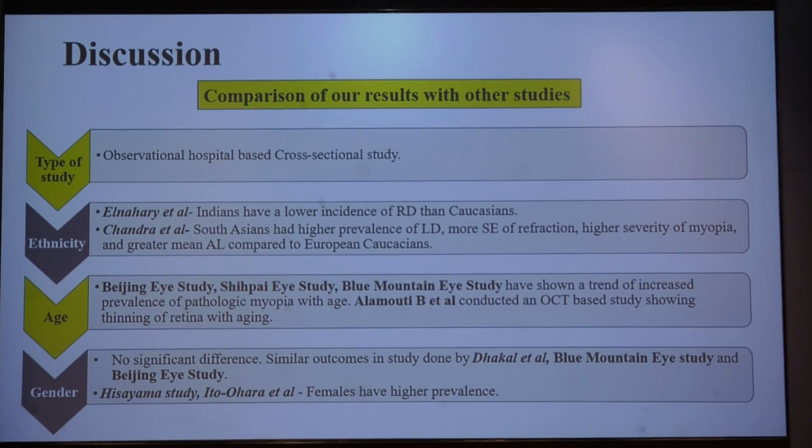Coming to the discussion on comparison of our results with other studies, ours was an observational hospital-based cross-sectional study as compared to the previous studies, which were also mostly cross-sectional. Ethnicity: people of different ethnic origins had different results. Like in a study done by Elneri et al., it was found that Indians have a lower incidence of retinal detachment than Caucasians. Similarly, age had a positive association in most of the studies, like in the Beijing Eye Study and Shilpai Eye Study. Gender didn't have any significant role.